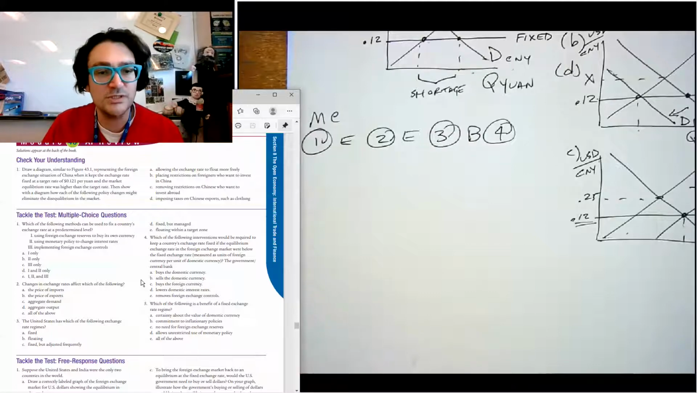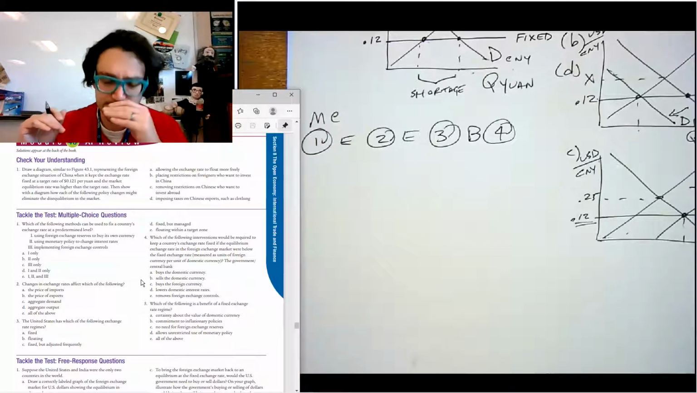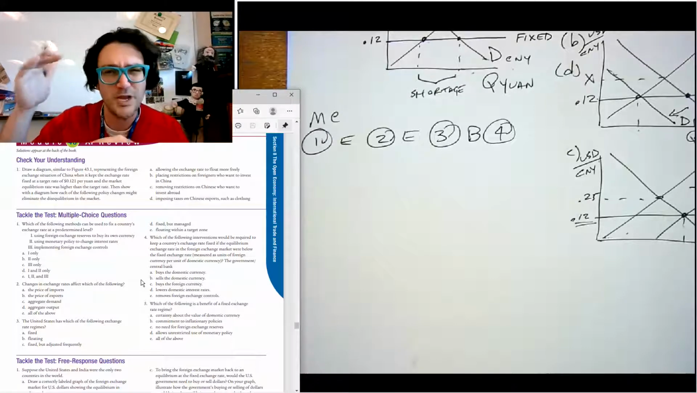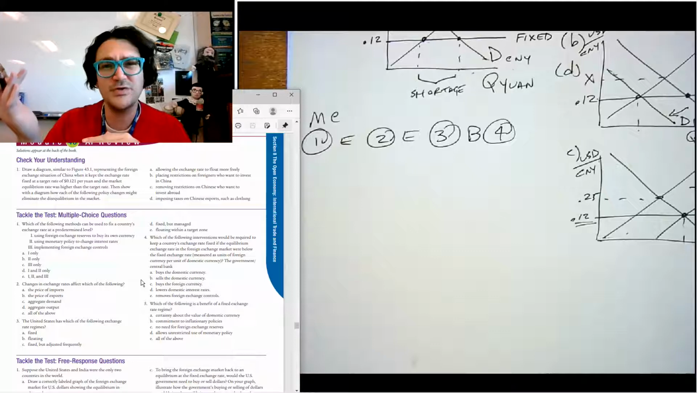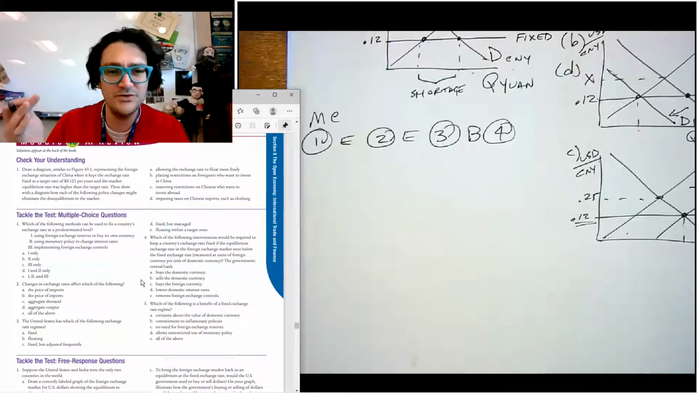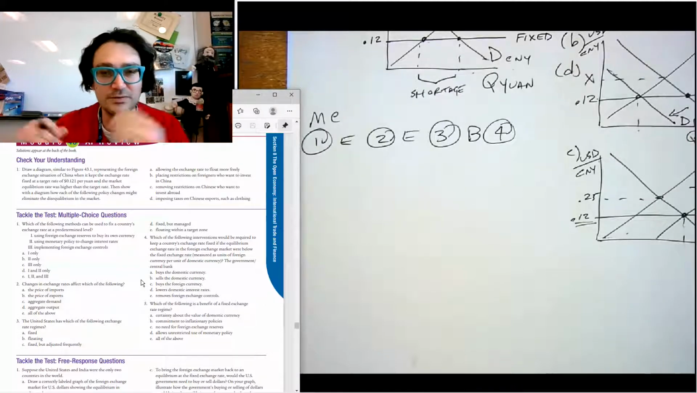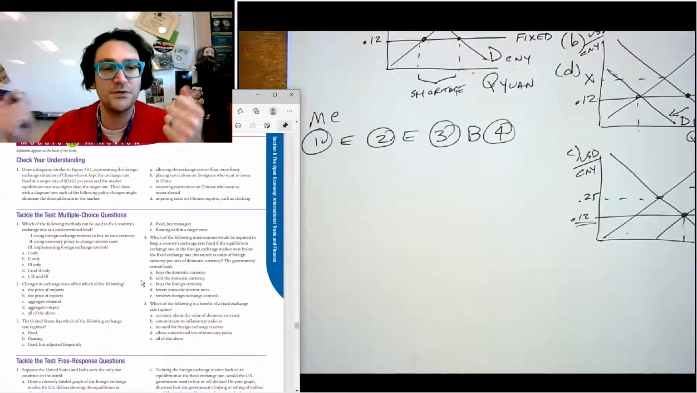Which of the following interventions would be required to keep a country's exchange rate fixed if the equilibrium rate in the market were below the fixed rate? So in other words, like you want to keep your currency value artificially high, which is a little weird. You wouldn't normally want to do that. You would hurt your exporting industries. I guess it would help you import more, but most of the time you don't really want to do that. Anyways, so you want to bid up the price of your own currency.